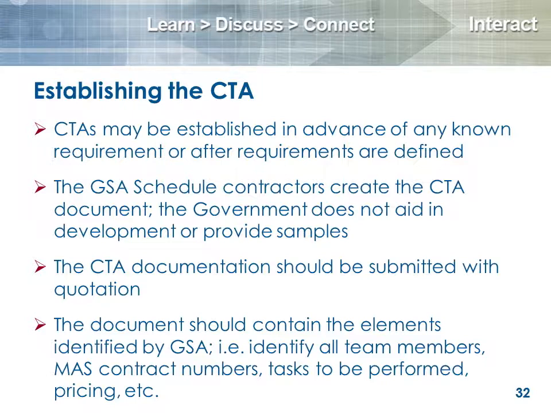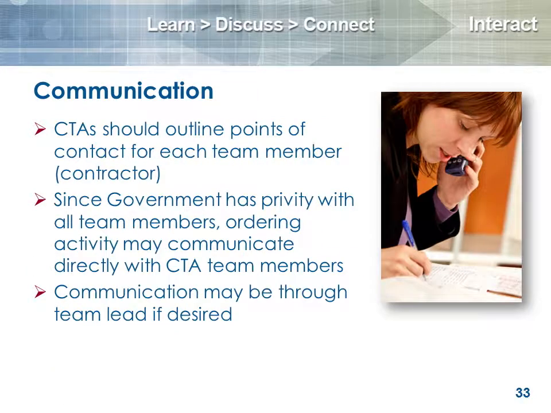And it's going to identify all the elements that are necessary that the government needs to know. Now, in a team arrangement, it is not unusual for the government to say we need to know the team members, the contracts, and so forth and so on. But we don't write that agreement. The government does not write this agreement. That agreement comes from the vendors themselves as a part of their quote.